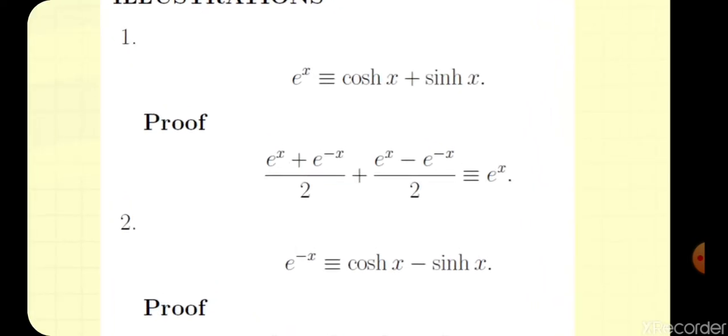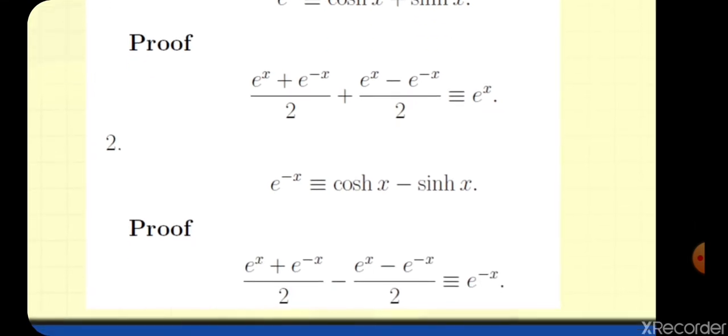For example, we have to prove that e to the power x equals hyperbolic cosine x plus hyperbolic sine x. Here we have cosine x, which is e to the power x plus e to the power negative x over 2, plus the hyperbolic sine, which is e to the power x minus e to the power negative x over 2. Just direct substitution using the rules of the hyperbolic cosine and the hyperbolic sine. If you take 2 as a common factor here, you can find that e to the power negative x minus e to the power negative x equals 0. So you have 2 e to the power x over 2. The final answer is e to the power x.